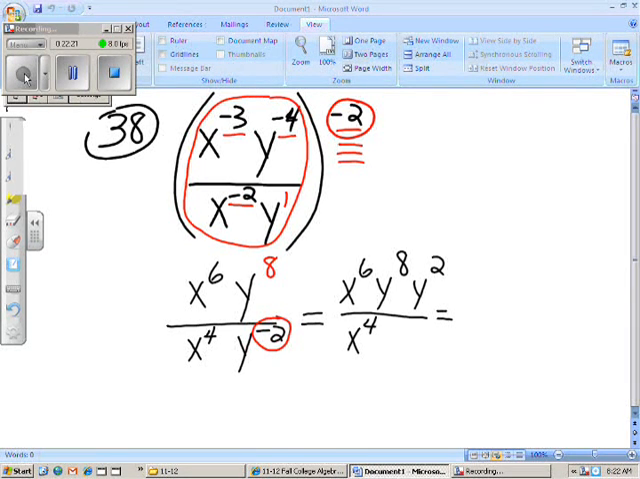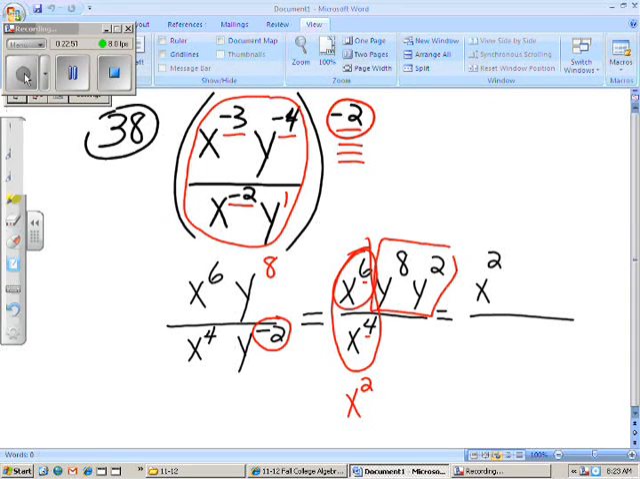Okay, let's do a little more work. If we look at these x's, that's a division problem. When you're dividing x's, you just subtract the exponents. So my answer is going to be x squared, because 6 minus 4 is 2. But where does it go? Does it go on top or bottom? It goes where the bigger number was. Since most of your x's were on top, your answer's going to go on top. So x squared.